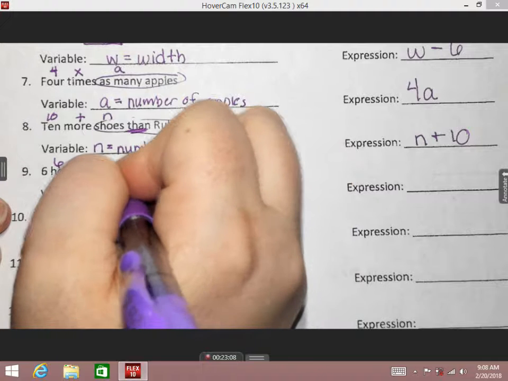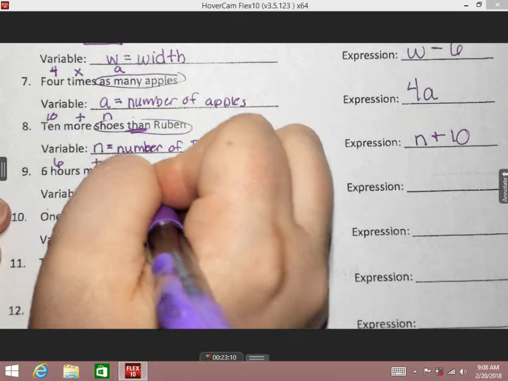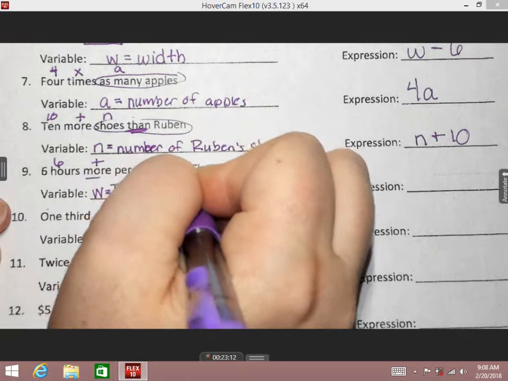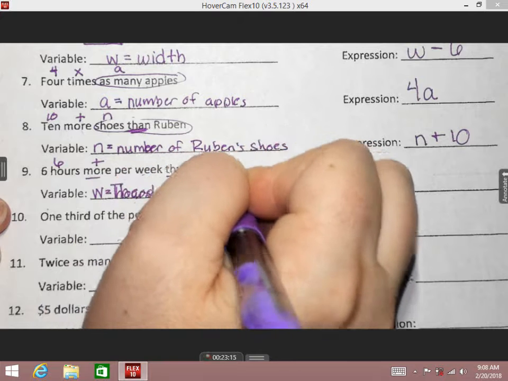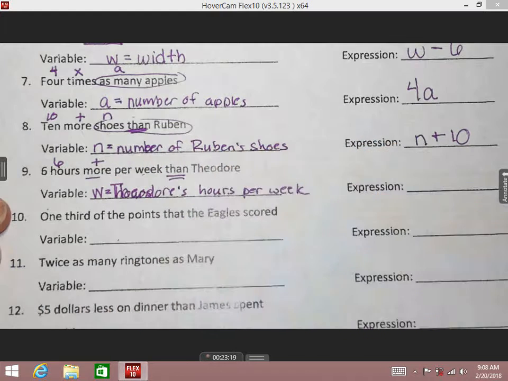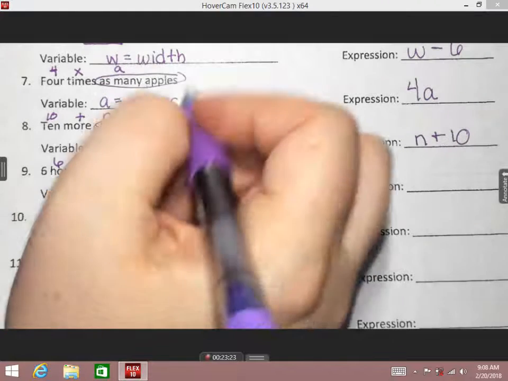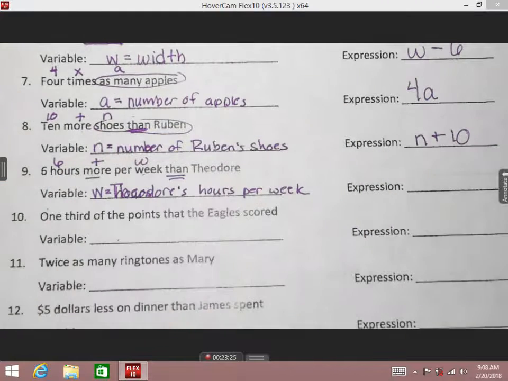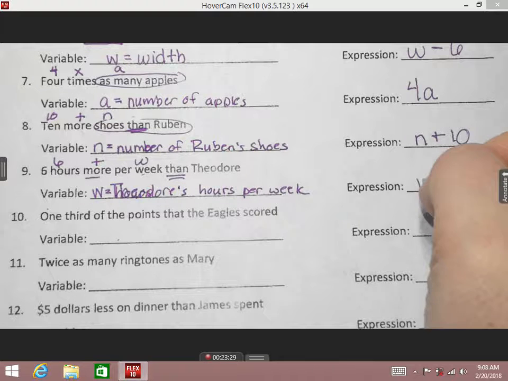I'm sorry. I meant to put Theodore's hours per week. So 6 plus W. Is it going to stay like that, Blake? W plus 6. W plus 6.